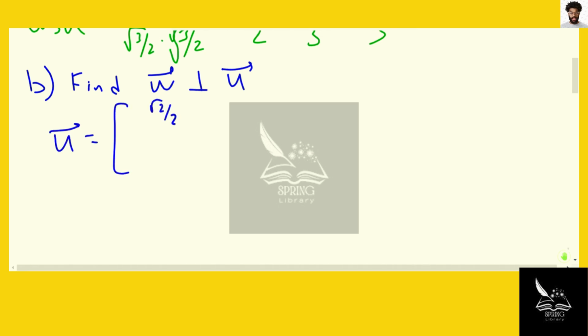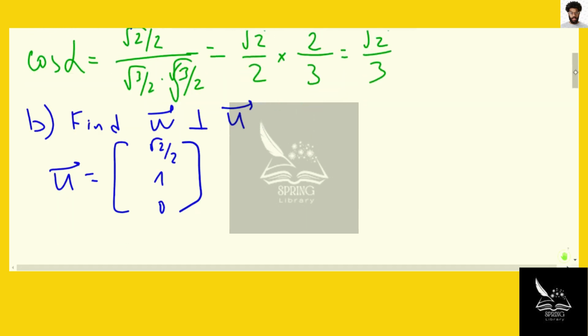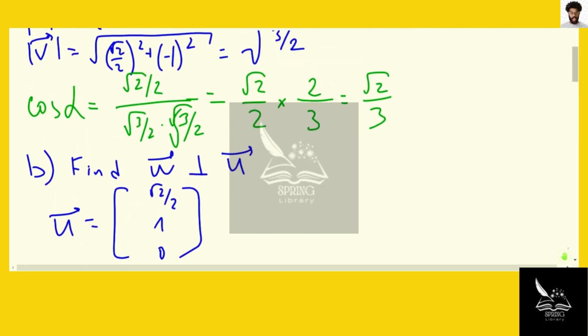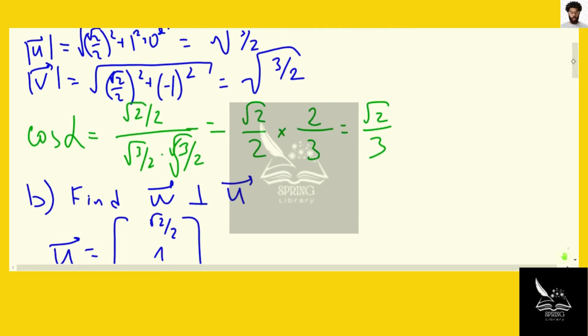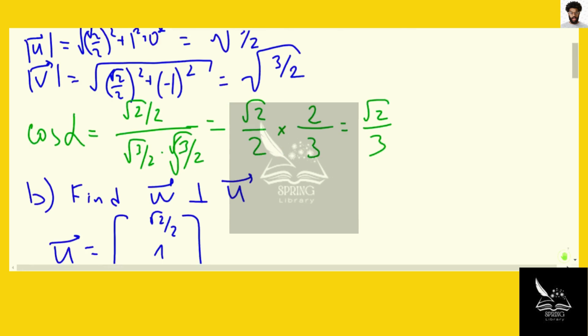So now we have to find the vector w, which is perpendicular to vector u. Again, the vector u has coordinates of square root of 2 over 2, 1, 0. So basically cosine of beta, which is the angle between these two vectors, is 0 when the vector multiplication between these two vectors is 0.